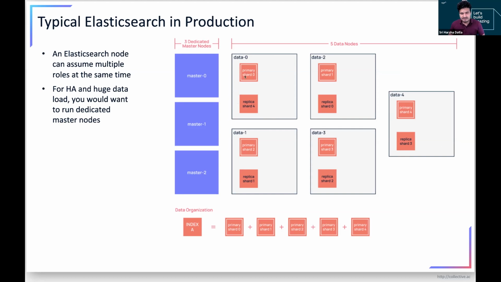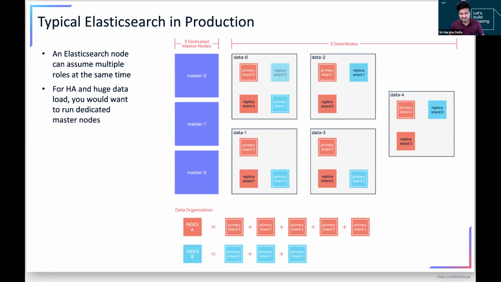Let's see that scenario. Primary shard 0's replica, where is it? It's in data node, data 2, right? Second data node. Similarly, replica shard 4 already has a primary, which is in data 4. Now, let's say I have another index, which is index P, right? I have 3 primary shards with their respective 3 replica shards.